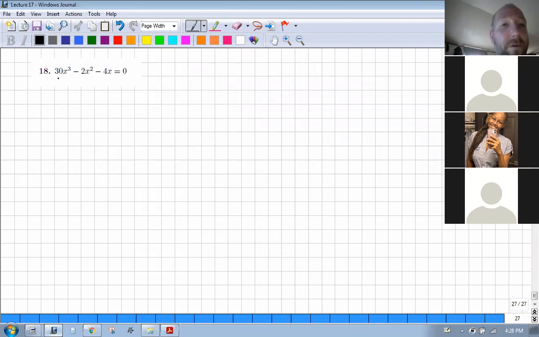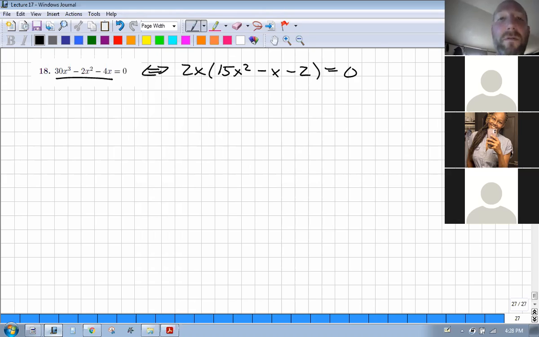I can pull an x out of everything and a 2. So let's do that first. That would give me 15x squared minus x minus 2. So to factor this, our a times c here is negative 30. Our b here is negative 1.